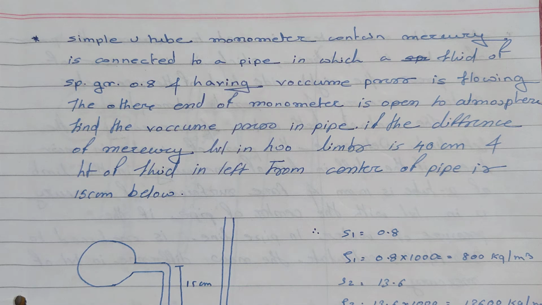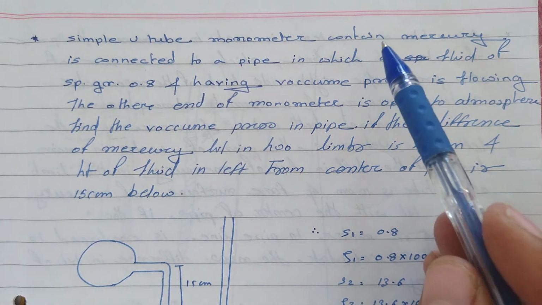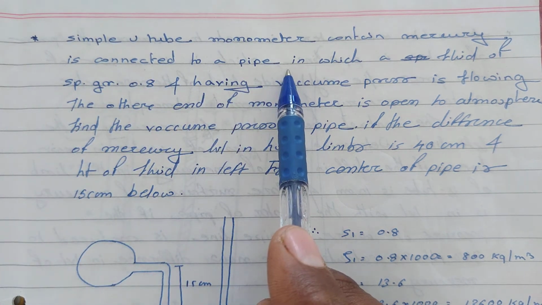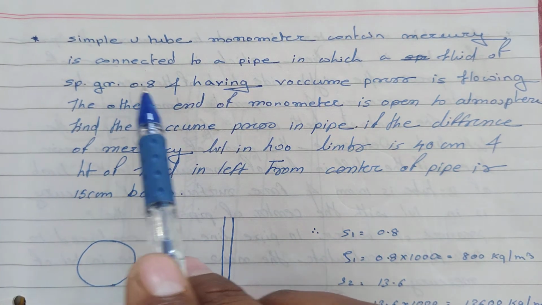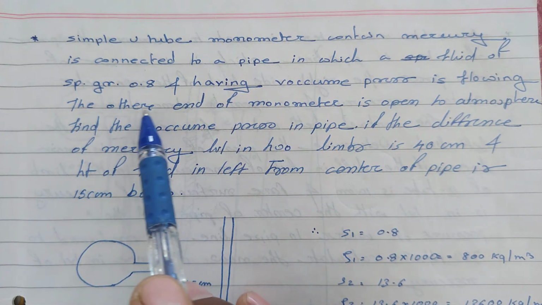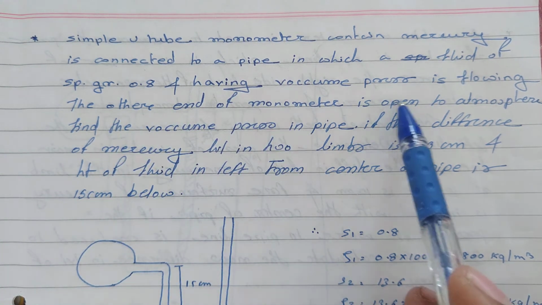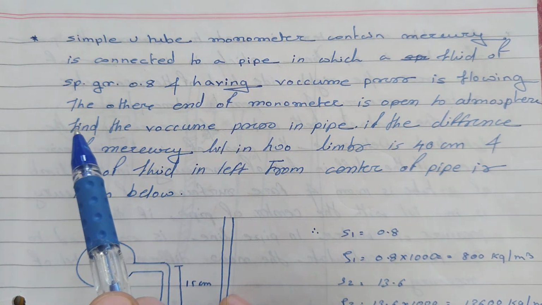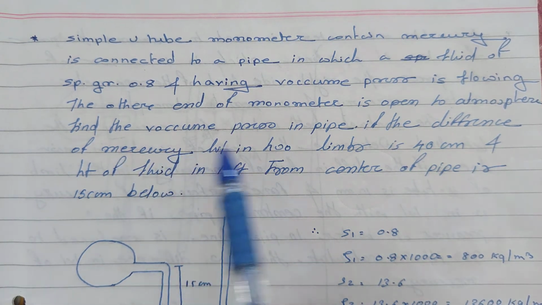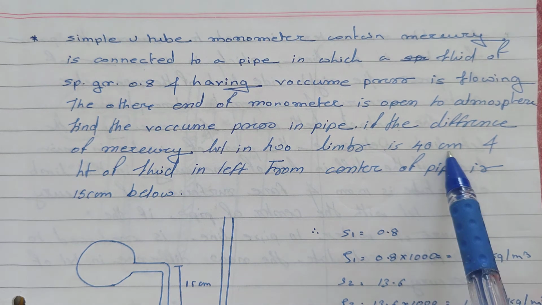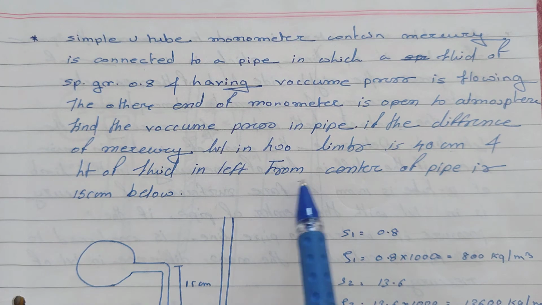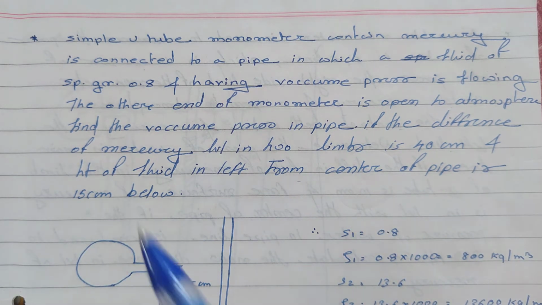The next problem is: a simple U-tube manometer containing mercury is connected to a pipe in which a fluid of specific gravity 0.8 and having vacuum pressure is flowing. The other end of the manometer is open to atmosphere. Find the vacuum pressure in the pipe if the difference of mercury level in two limbs is 40 centimeter and the height of fluid in the left limb from the center of pipe is 15 centimeter below.